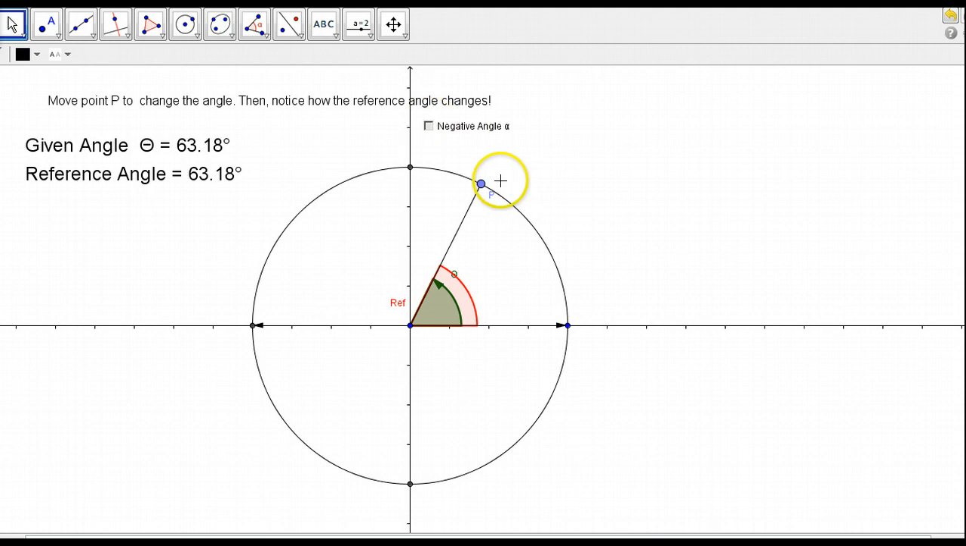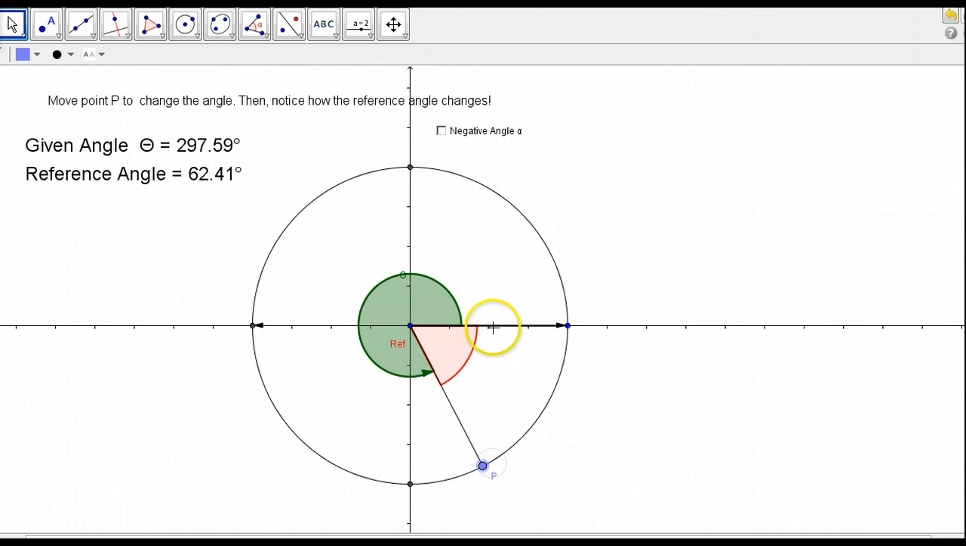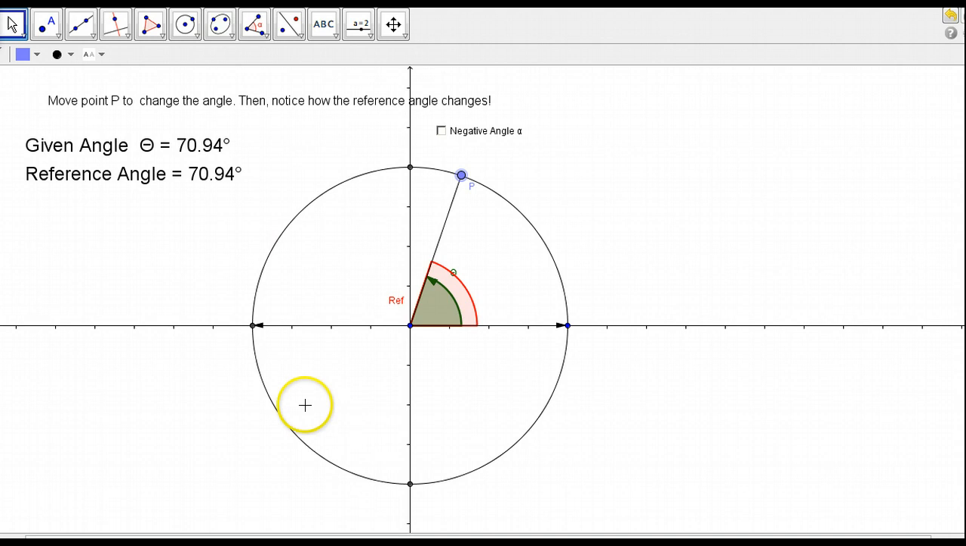But sometimes we have negative angles, right? So I'm going to make this angle negative. Oh, well, that's not working. Hopefully I can get that working and we can show you in class. Either way, it's the same thing. It's just that our angle goes in the negative direction, but still with your quadrant, your reference angle stays in the same spot.